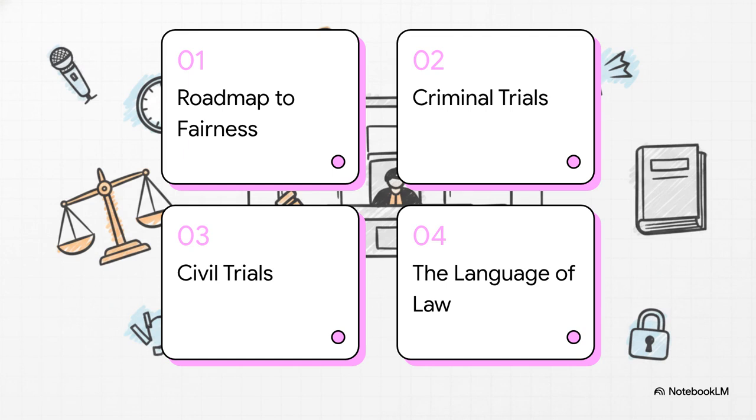First, we'll look at the broader roadmap to fairness, exploring the legal system's two main paths. After that, we're going to break down the 6 steps of criminal trials. Then we'll see exactly how private disputes are settled in civil trials. And finally, we'll wrap the whole thing up by decoding the language of law.